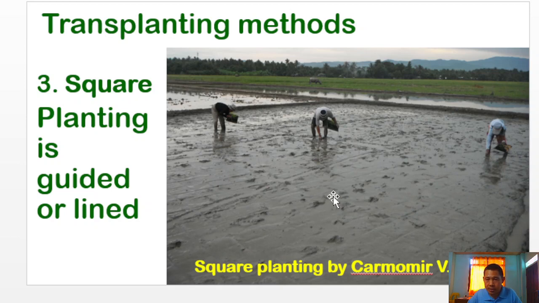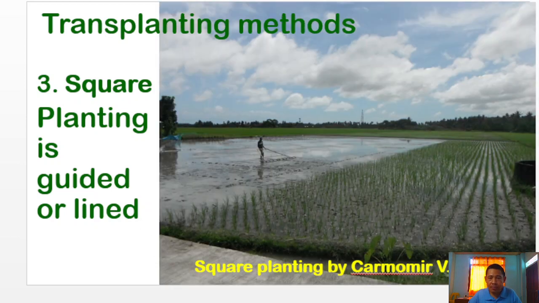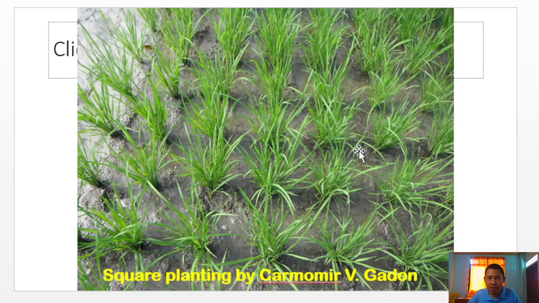This is the same field that I joined, my entry for the rice production contest. This work was eventually declared the winner of that said contest. So another example of square planting. Here, this is also in Victoria Rojas. The close up of that square planting method.